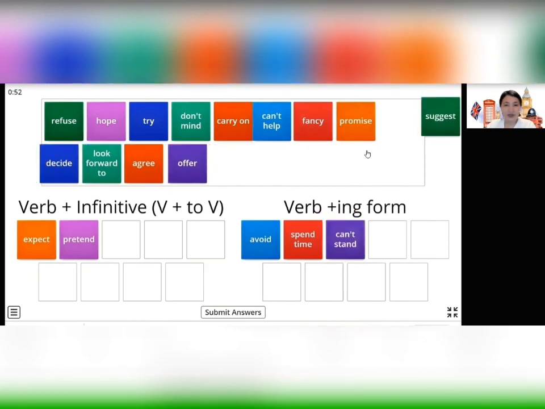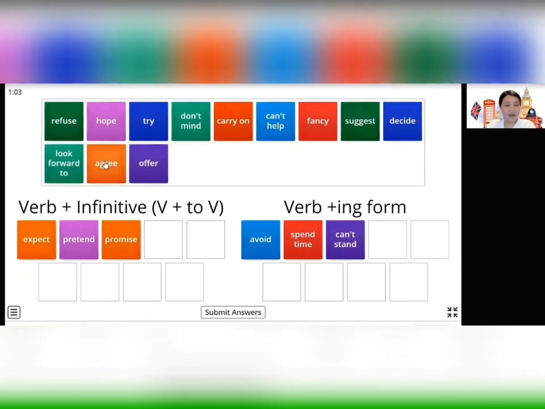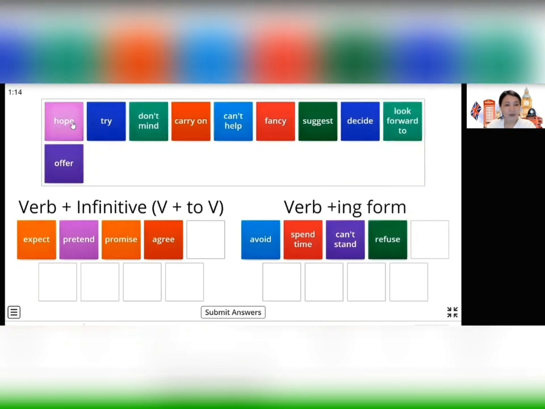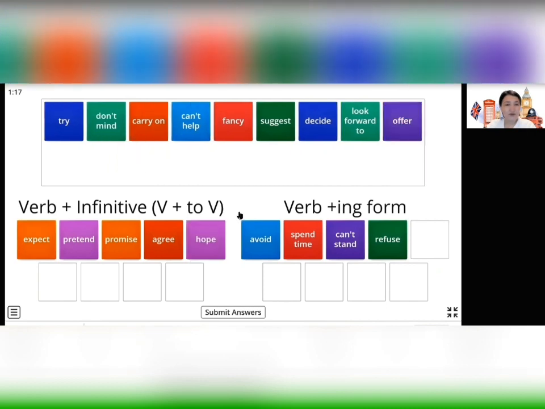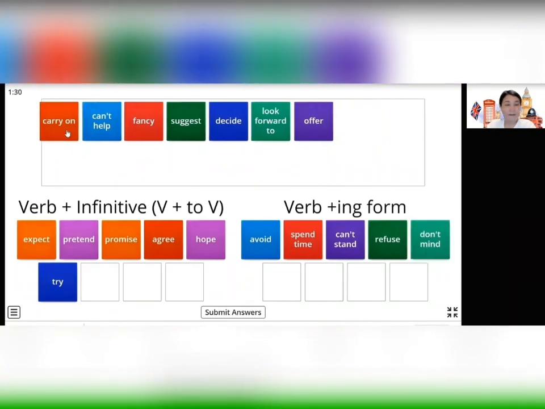Okay, let's go to verb with -ing form. Promise, with verb plus infinitive. Agree, also before infinitive. Refuse, with -ing form. Hope, of course, verb plus infinitive. Try, also verb plus infinitive. Don't mind, with -ing form.